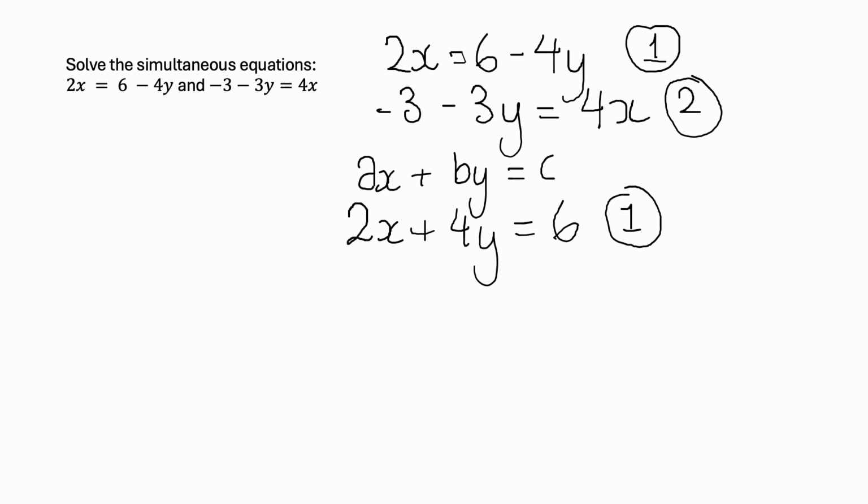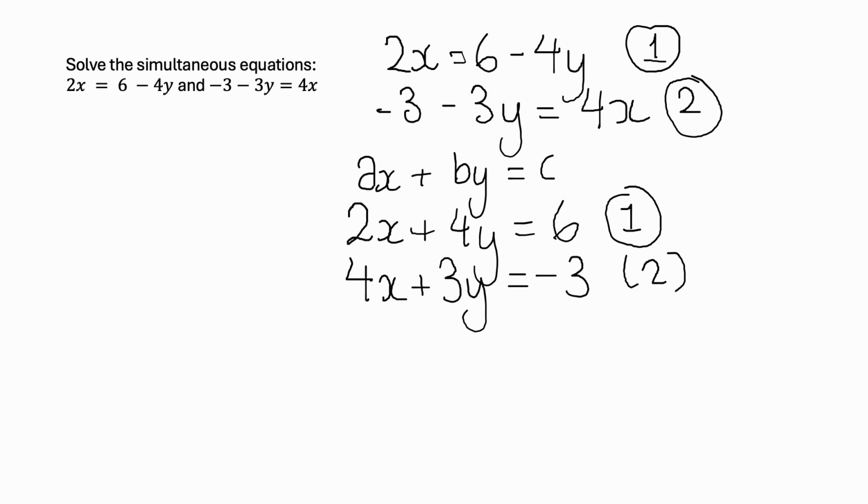What we've got next is minus 3 minus 3y is equal to 4x. So what we can do here is move the negative 3y over to the right hand side so that we can get all the y's and x's together. In order to do that, we have to add 3y on both sides to eliminate that negative 3y. So we get 4x plus 3y is equal to negative 3. So that's our second equation.